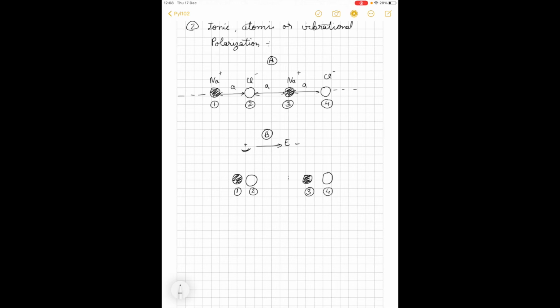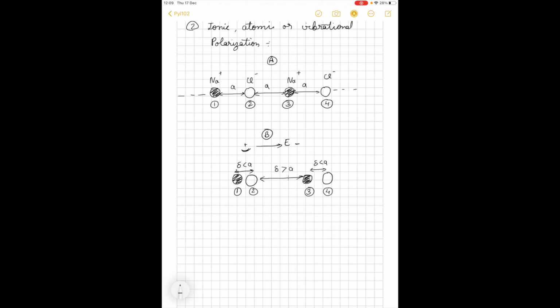This is, let's say, 4, this is 2. So now you can see that this distance is smaller than A, right? So let's call it delta. The distance is smaller than A, and this distance, delta, is greater than A. Similarly, this one is smaller than A. So you see, because of this, each individual ion's distance between them changes. Because of that, overall there is a generation of an electric polarization in the system.